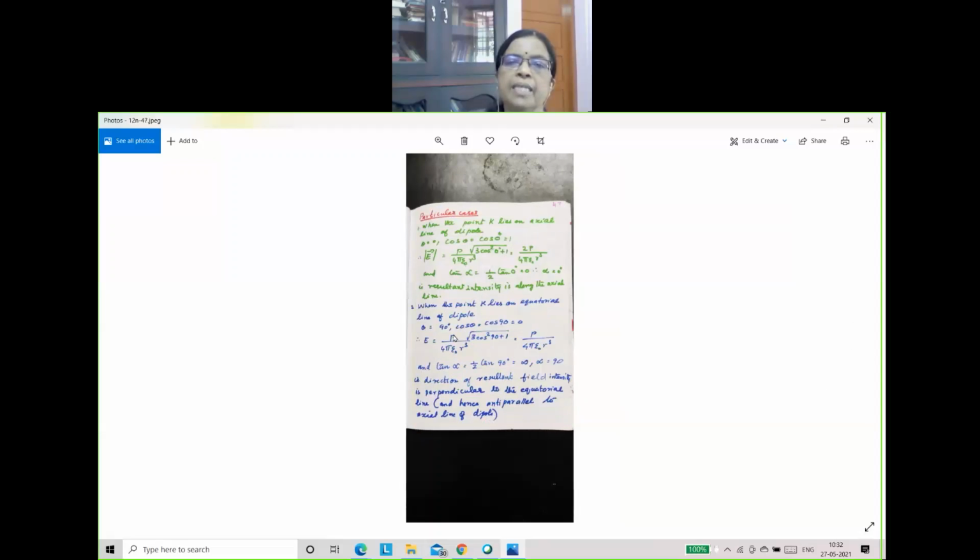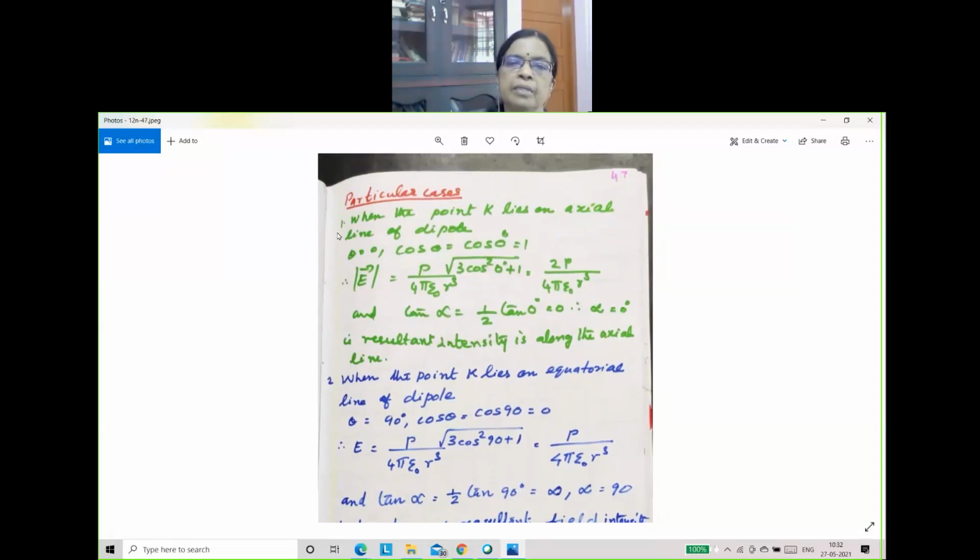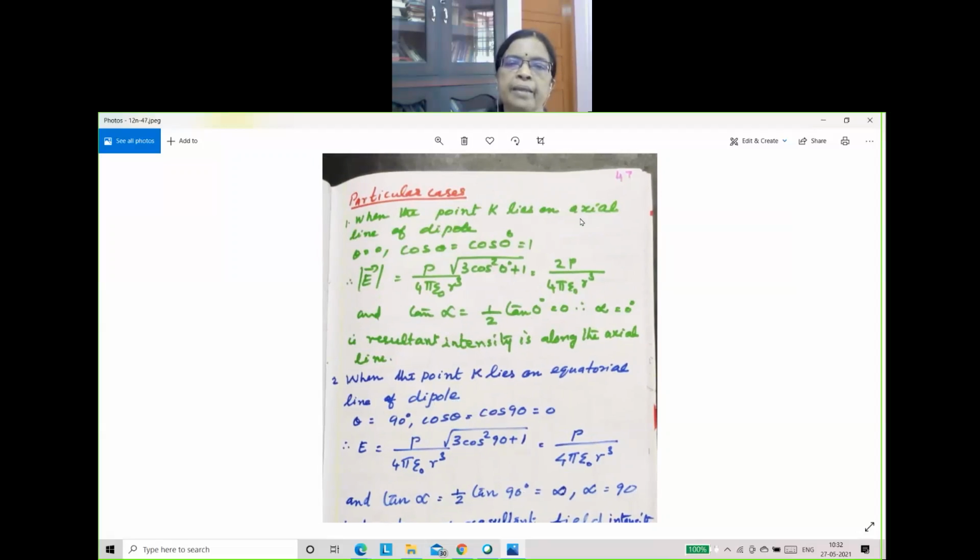When theta is 0 along the axis, when K lies along the axial line of dipole, theta 0, cos theta, cos 0, that becomes 1. So substituting in the equation for the electric field intensity, modulus of vector E equal to P by 4 pi epsilon 0 r cube into root of 3 cos square theta plus 1. Cos theta becomes cos 0, that equal to 1. അപ്പോൾ 3 plus 1 ആയി. 3 plus 1 എത്ര? 4. 4ൻ്റെ റൂട്ട് എത്രയാ? 2.